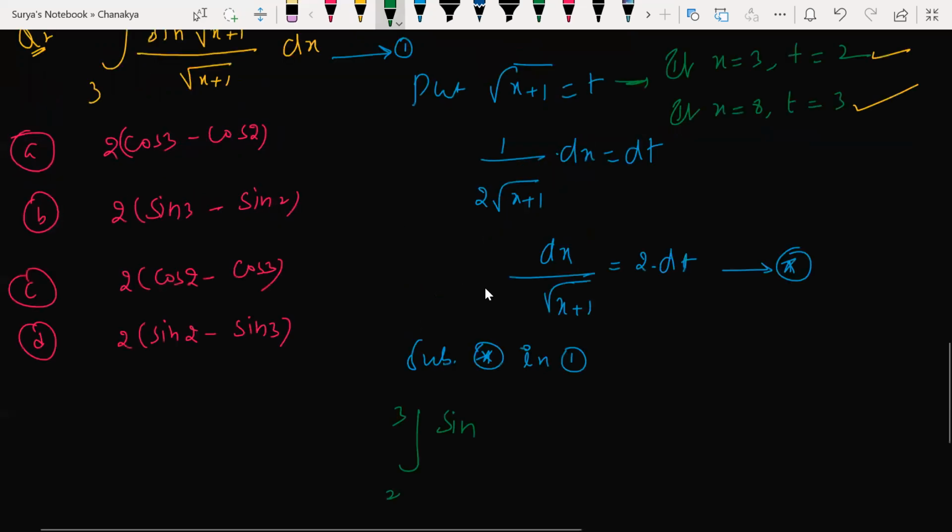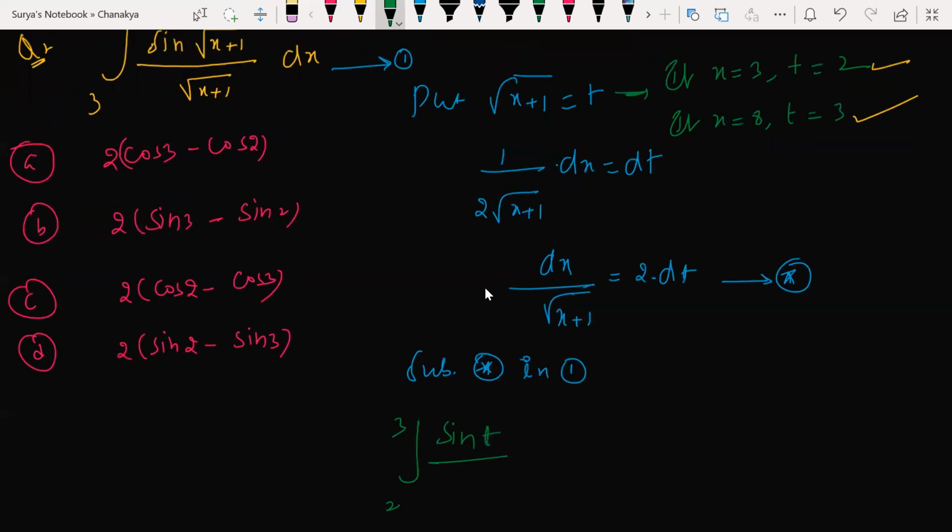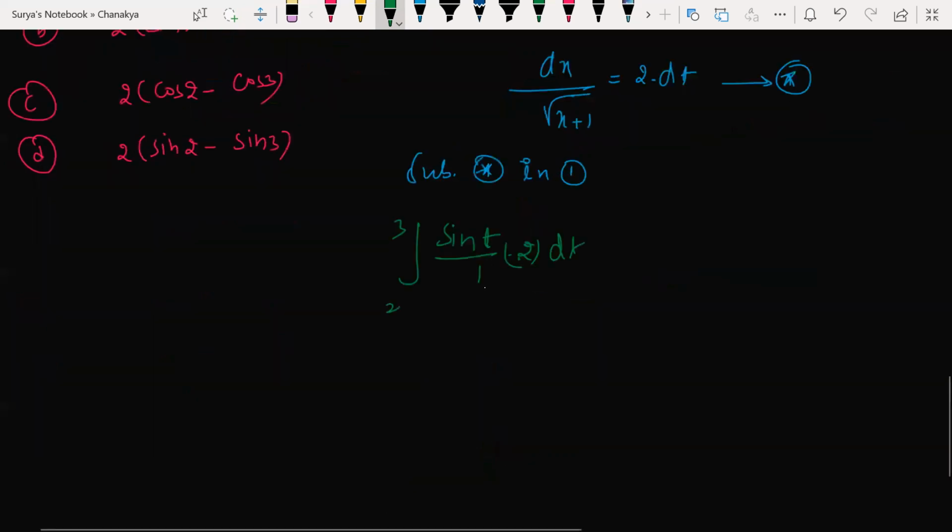Square root of x plus 1 gives you t. Dx by this part can be written as 2 times dt. 2 is a constant, and a constant we always write in front, correct? So I took 2 outside. So 2 times the integral from 2 to 3 of sin t dt. The integral of sin t is minus cos t.